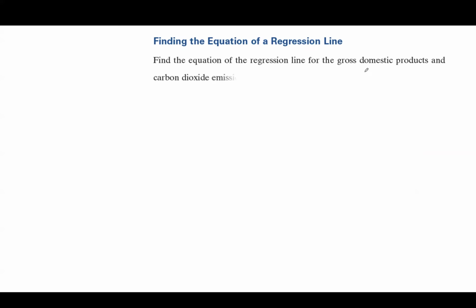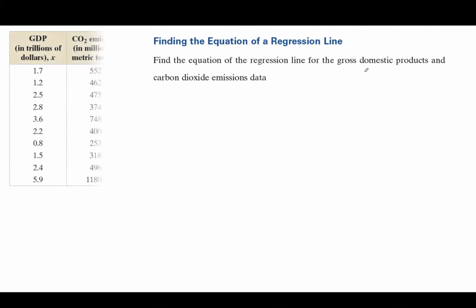Let's take a look at one example. We want to find the equation of the regression line. Let us find the equation of the regression line for the gross domestic product and the carbon dioxide emissions. We represented this data before. We're going to take a look at them again.